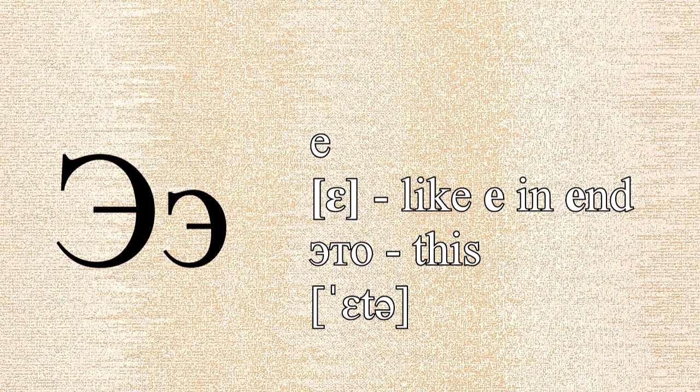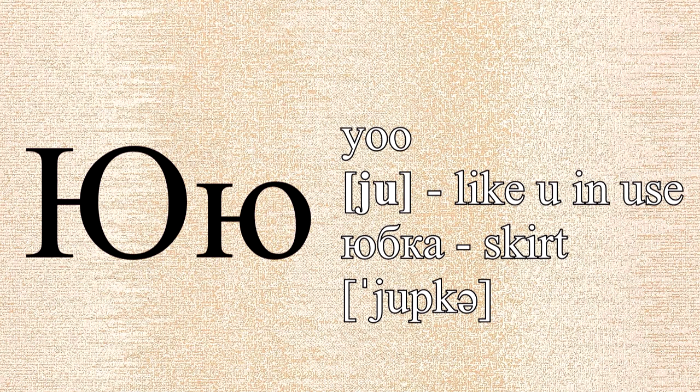Letter Э, буква Э, like in ant. For example, это, this.